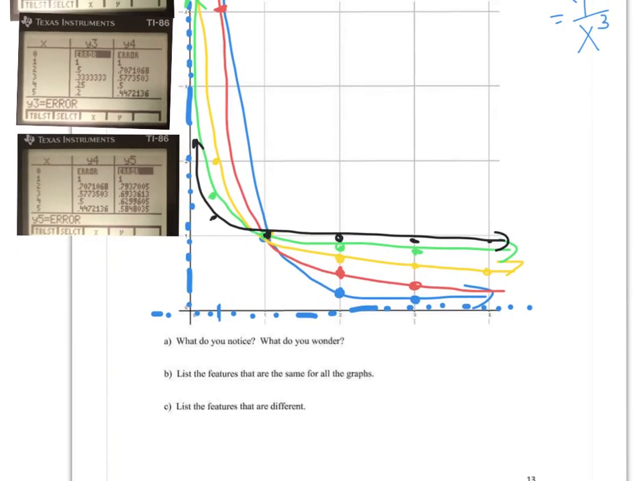What do you notice? What do you wonder? No, we're skipping that. List the features that are the same. Okay, take 2 minutes in your groups. List the features that are the same. And while you're at it, do the differences, and then we'll unpause the video and go through them.